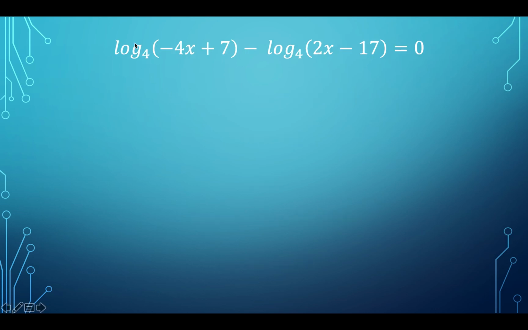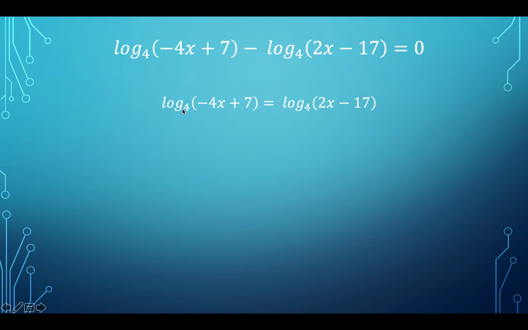So now for the next problem, we have log base 4 of negative 4x plus 7 minus log base 4 of 2x minus 17, and it's equal to 0. The first thing you want to do is, you can't use the one-to-one property because it's log minus log. So we've got to bring the log over here. We've got to bring it to the other side of the equal sign. The only way to do that is to add it.